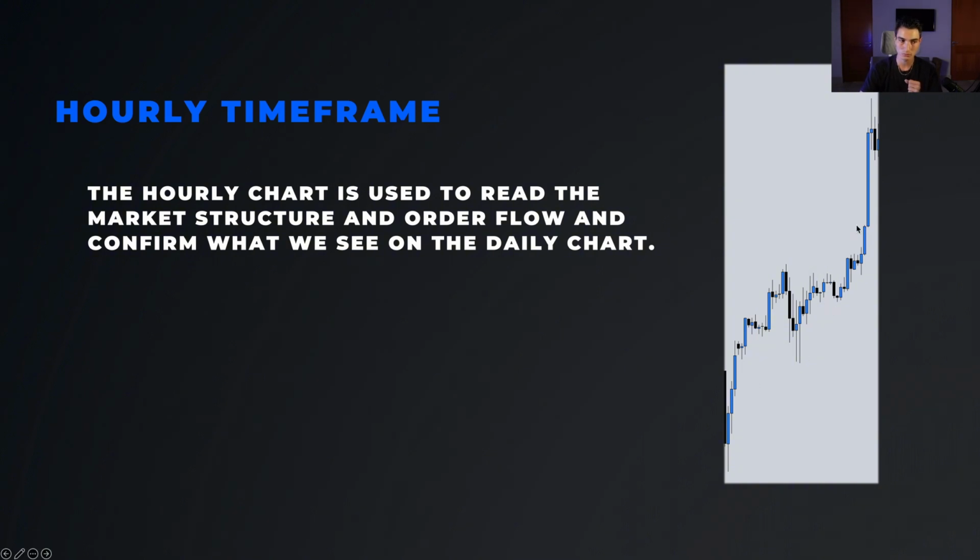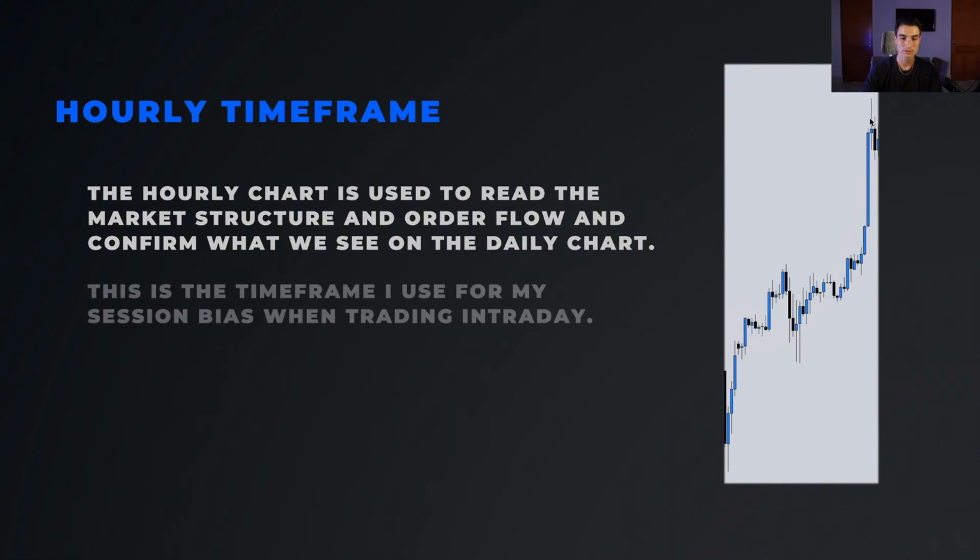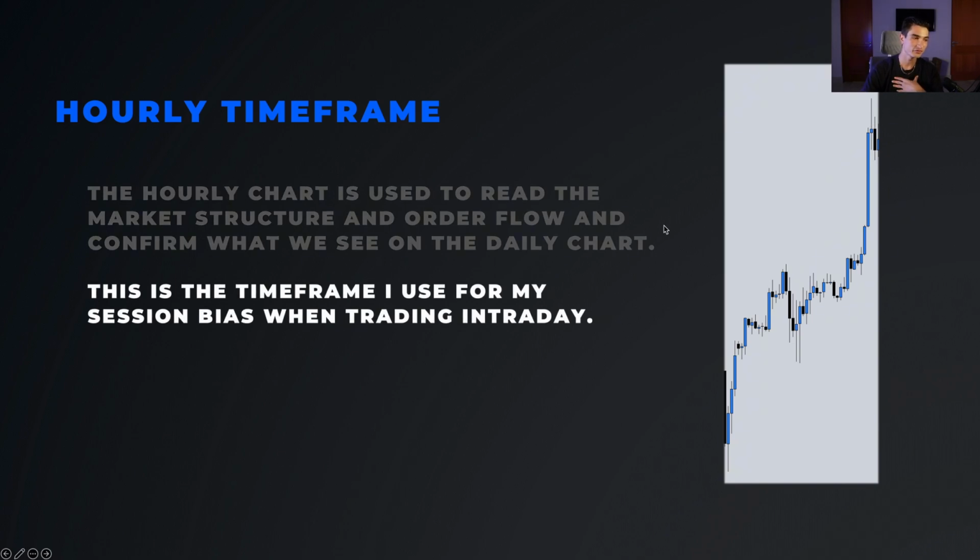What does that look like? Well, for order flow to be bullish, we want to see swing lows traded to and rejected. We want to see highs displayed through, and we want to see down close candles and inefficiencies supporting price. That's a basic rundown of institutional order flow. There's a lot more levels to that analysis, but from a basic standpoint, that's what we're looking at. So order flow is clearly bullish on the hourly chart, which confirms what we want to see on the daily. And this is the time frame I use for my session bias when trading intraday.